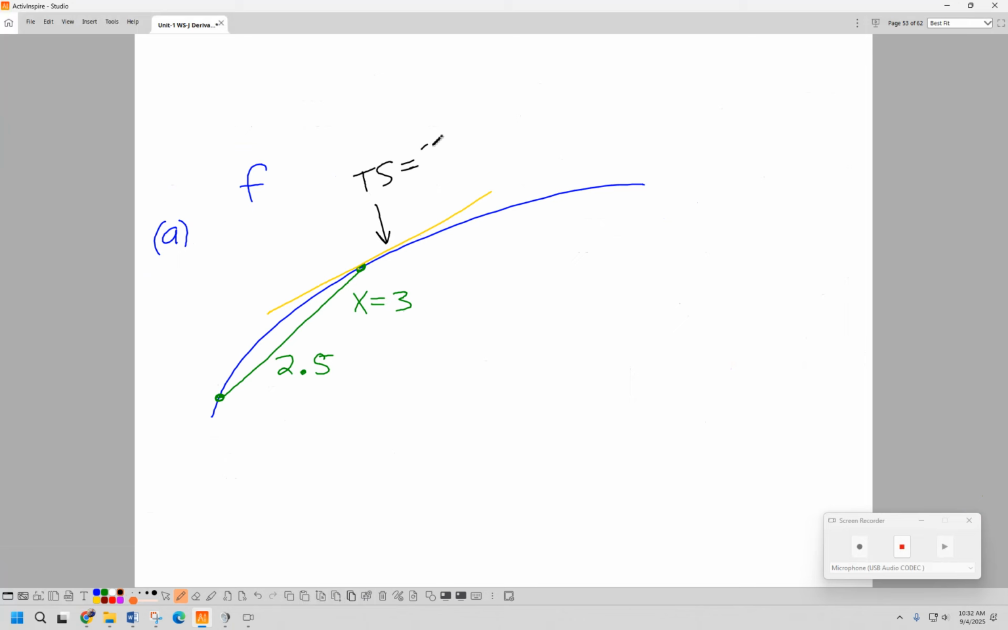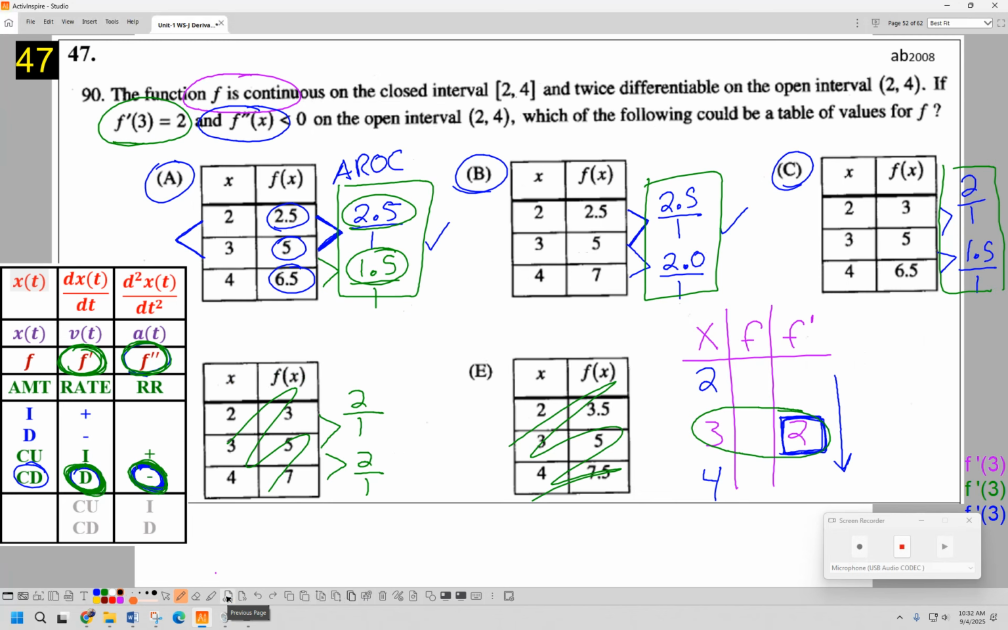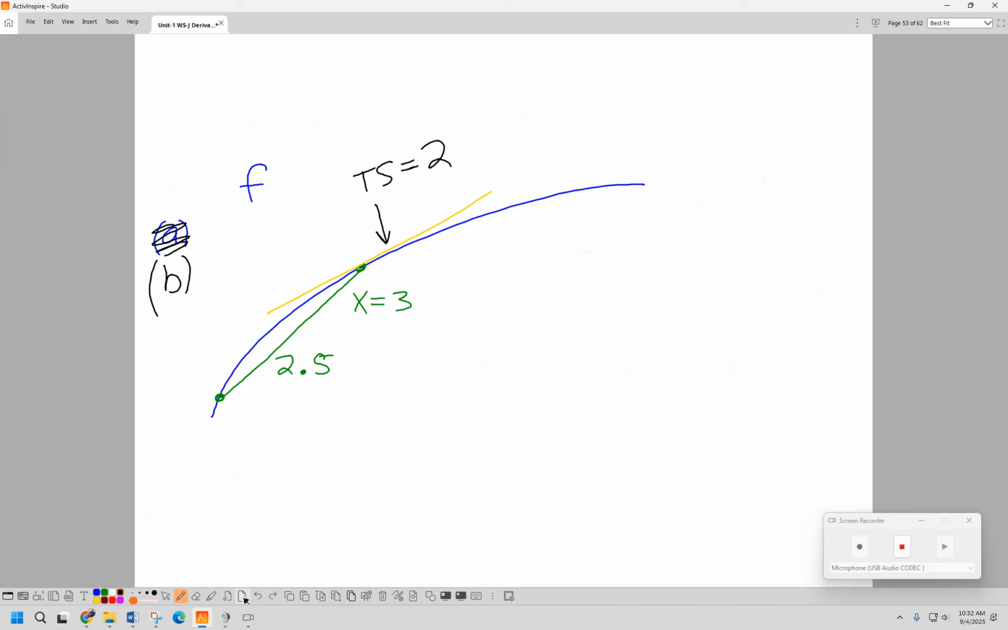I'm going to do one that's wrong. I'm going to do item B. For item B, it went 2.5 and then 2. So the secant slope over here was 2. Okay, we just hit something that's impossible. You cannot have the yellow line have the same slope as the purple line and still have a curve. It doesn't work. So B is wrong.